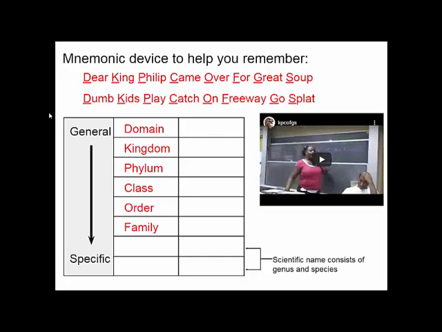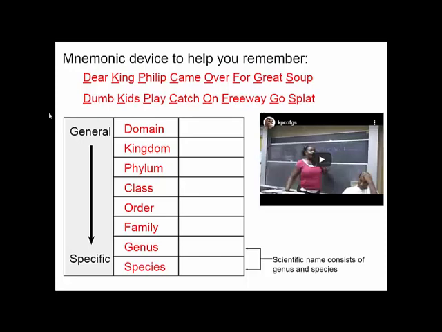Think about me and it probably will help you. Genius? It's not genius, but it's close. It's genus. I have a friend named Genus, so just remember me for that one. And the final category? Species.